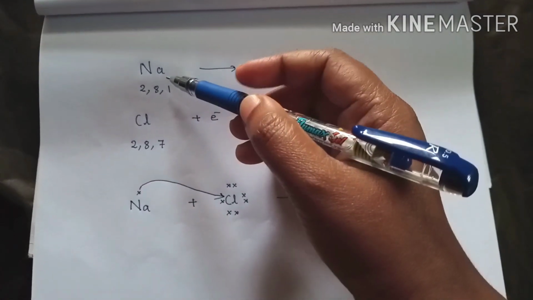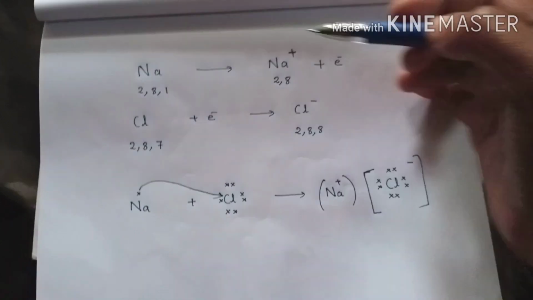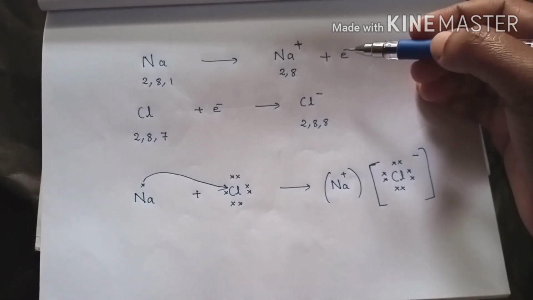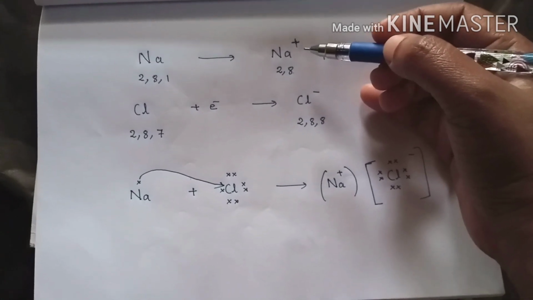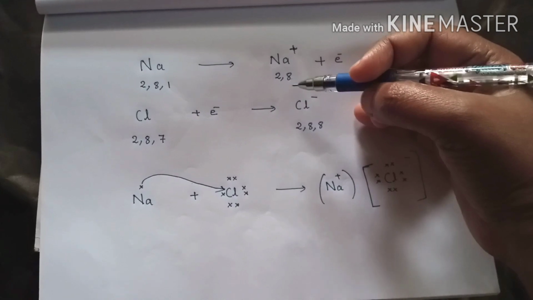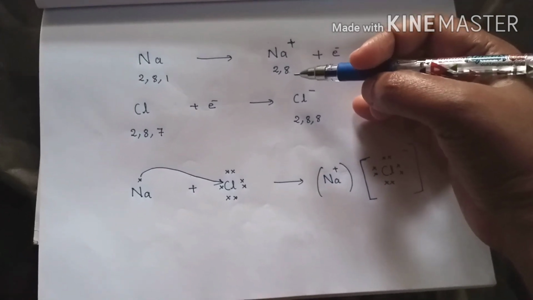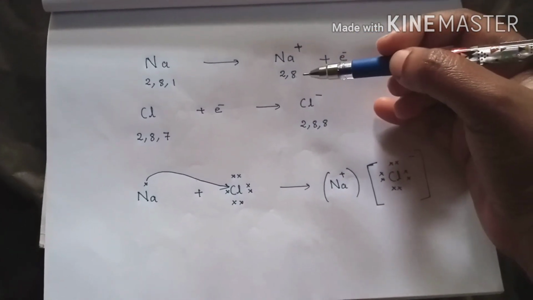In the case of sodium atom, the electronic configuration is 2, 8, 1 and after losing one electron, it is converted to Na+ ion, that is a positively charged ion or cation, and its electronic configuration is 2, 8. So this is a stable electronic configuration.